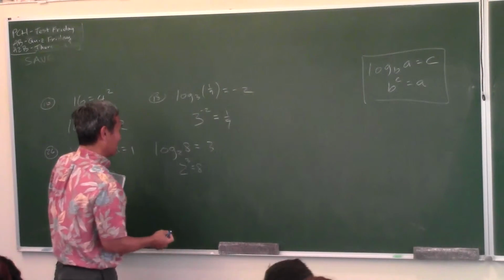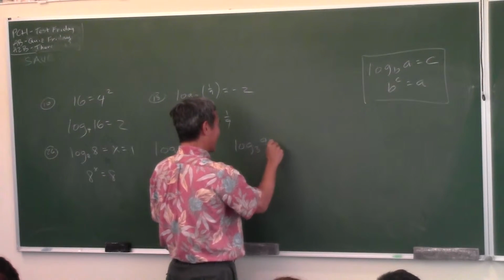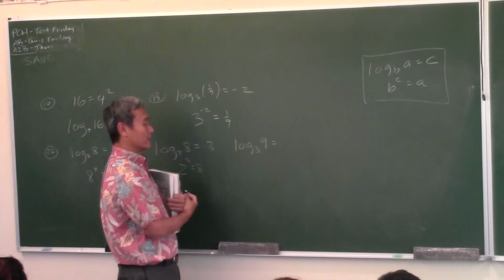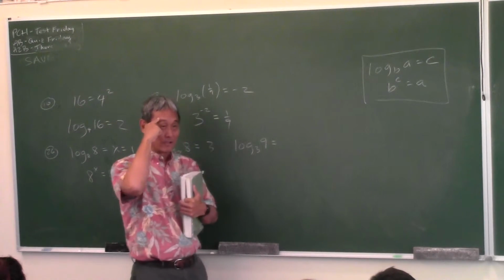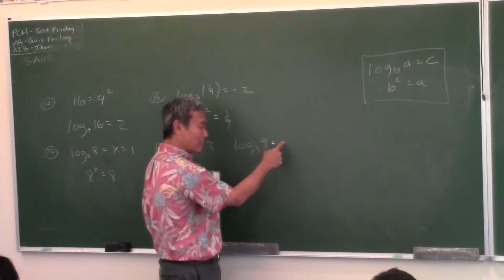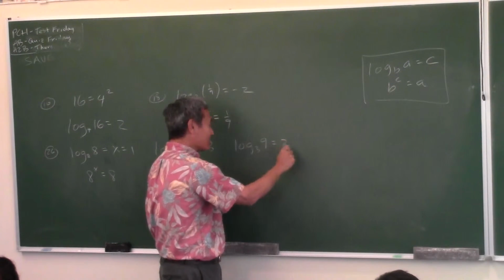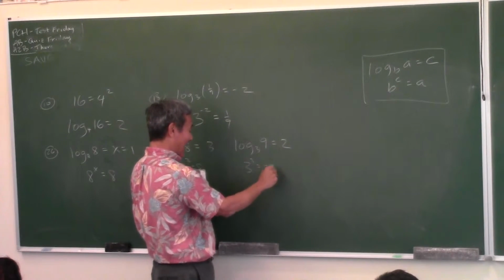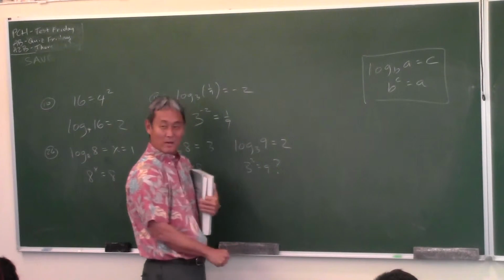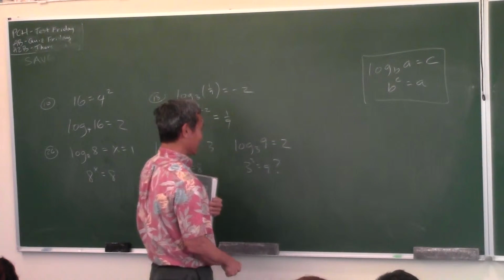You guys know your powers, right? Let's do another one. Log base 3 of 9. So this is what you think in your brain: 3 to the what power equals 9? 3 to the third power is 9? No, it's 27. 3 to the second power is 9.